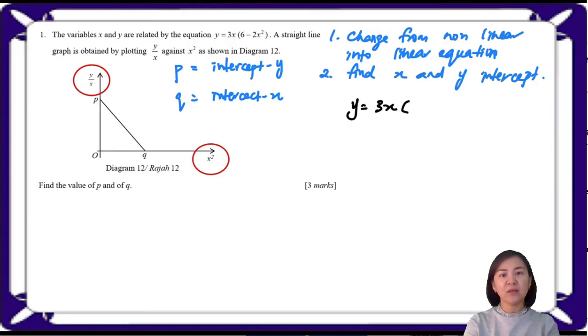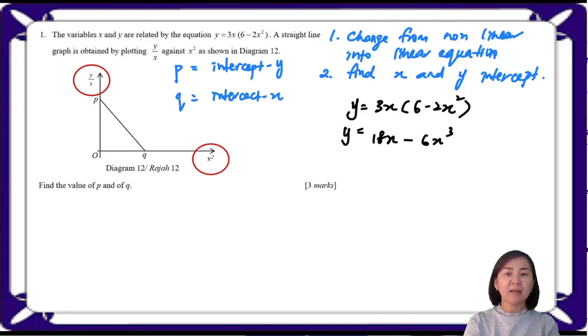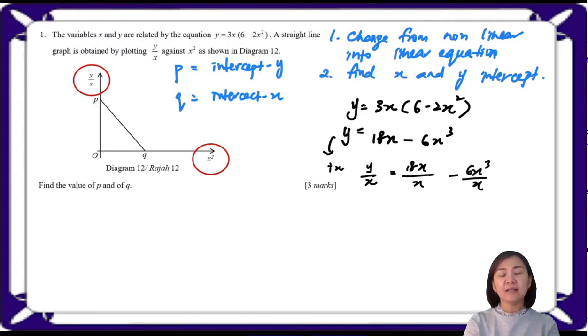Before transforming the nonlinear into the linear equation, we have to expand the equation. After expanding, we get 18x minus 6x squared. To transform y into y over x, we need to divide each term by x. After dividing each term by x, we get 18 minus 6x squared. Therefore, we have already transformed the nonlinear into the linear equation.